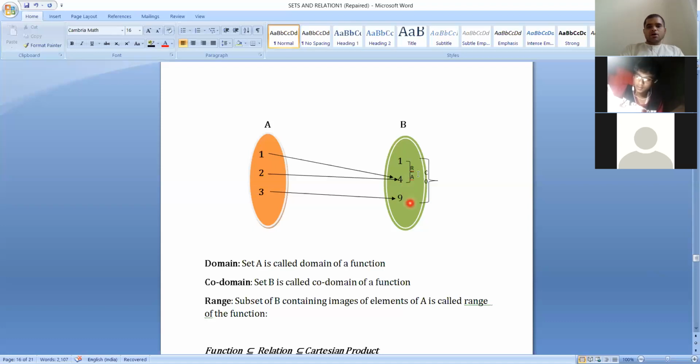And all the elements of set B are counted in codomain. So 1, 4, 9 are the codomain. And what is the range? 4 comma 9. So you can see that range is a subset of codomain. Range is taken from codomain, but it is not necessary that all the elements of codomain are taken in range.